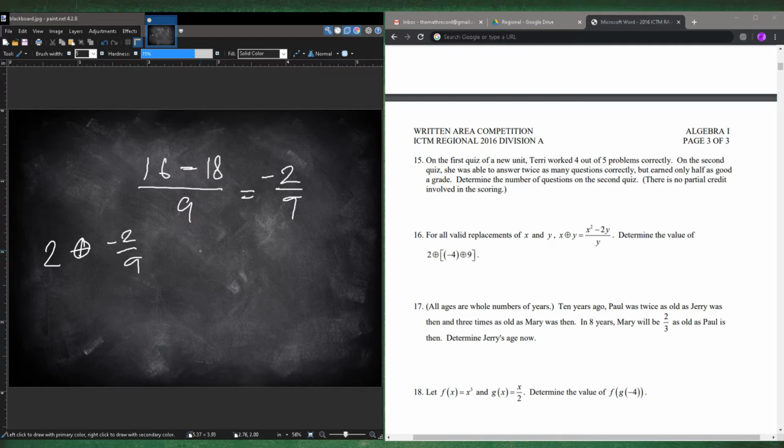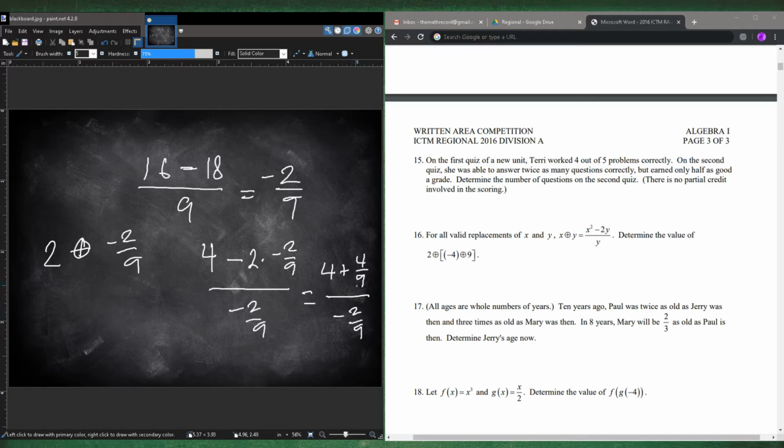So x is 2, so x squared is 2 squared, which is 4, minus 2 times y, so minus 2 times negative 2 over 9ths, over negative 2 over 9ths. Okay, so on the top, that is 2 times 2, that's a 4. That's negative times negative, so that's a 4 plus a 4 ninth. So 4 plus a 4 ninth over negative 2 ninths.